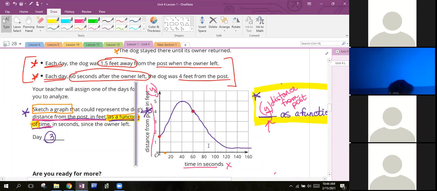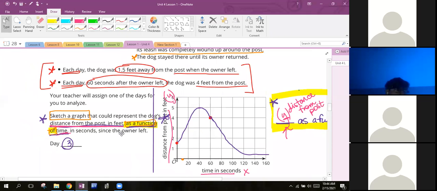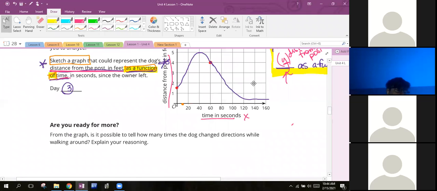Get my pencil, get my vertical line. Oh, snap. Oh my gosh. Go across my graph, and yes, it passes the vertical line test, so therefore it is a function.